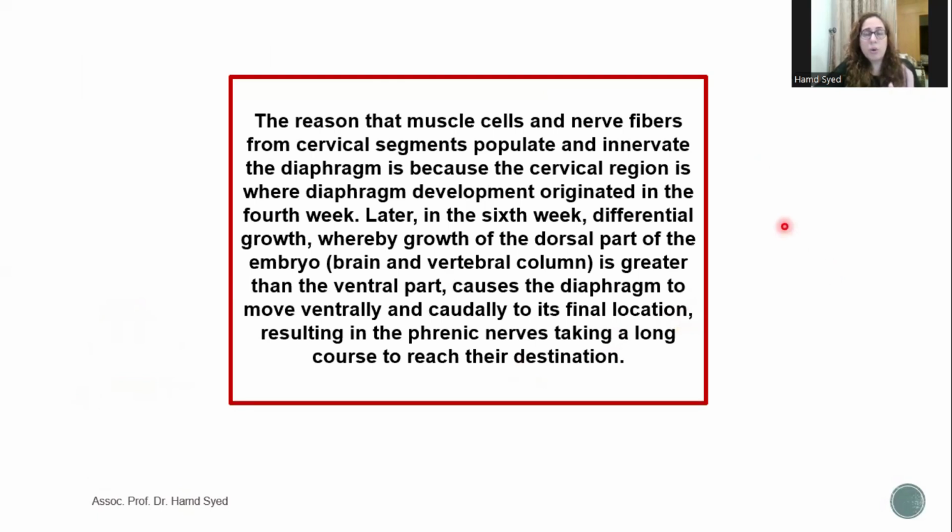Now, this here in the red box is an important concept to understand. And the concept is that the reason that muscle cells and nerve fibers from cervical segments populate and innervate the diaphragm is because the cervical region is actually the area where the diaphragm originated. So its development originates in cervical region in the 4th week of development. Later in the 6th week of development, because of differential growth, there is going to be a greater growth in the dorsal part of the embryo that causes the diaphragm to move ventrally and caudally to its final location.